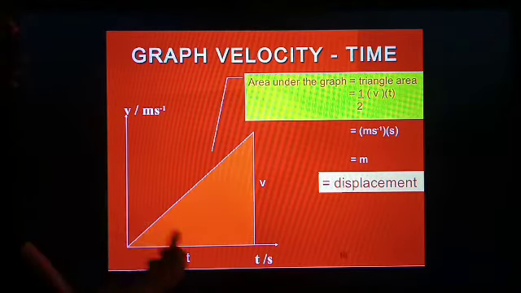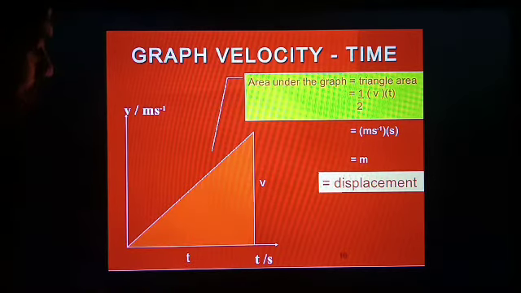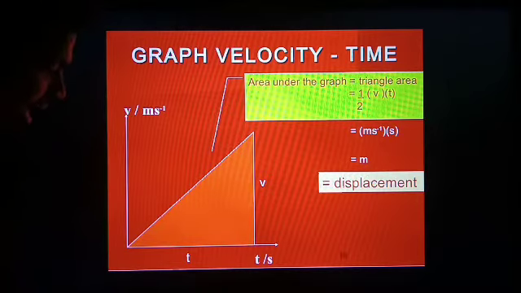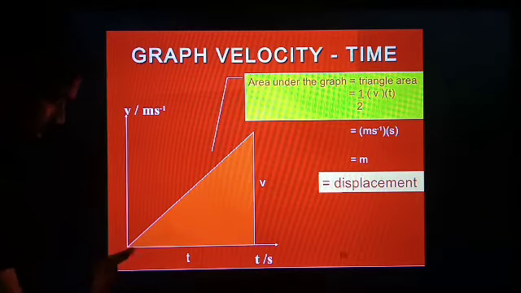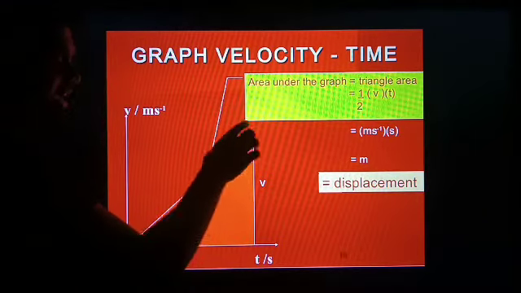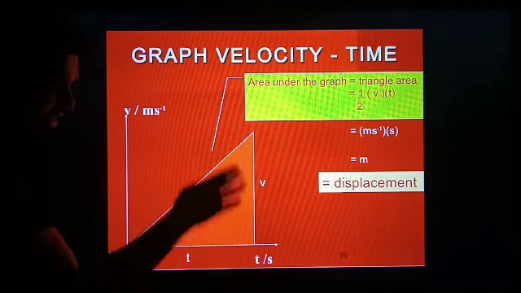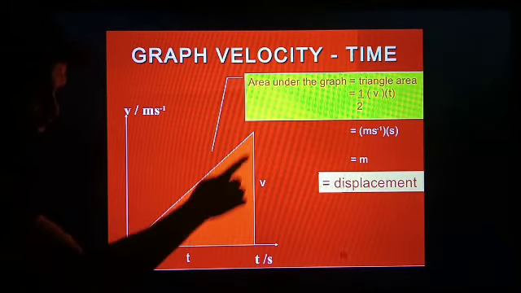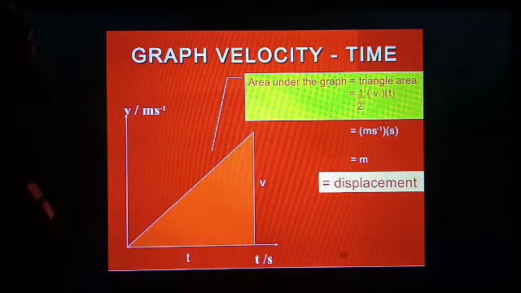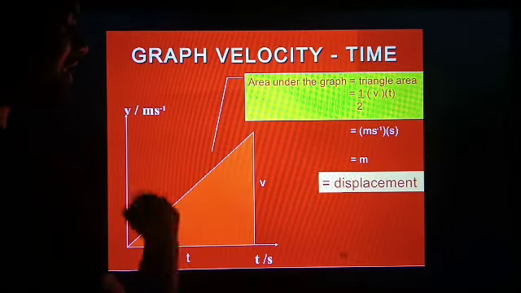Suppose that this is the VT graph of a body. We have to calculate the displacement of the body in time t. So this is the graph. If we calculate the area under this line, the whole orange area is the displacement of the body. How to calculate this area?